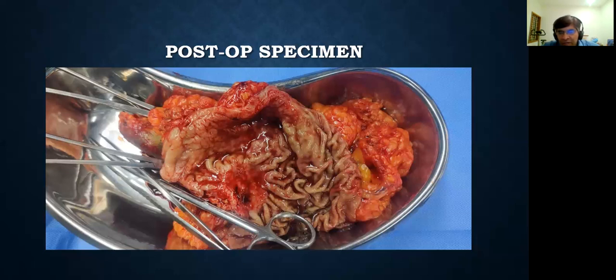Spleen also, I don't think so usually. For example, tumors arising from the lesser curve and pylorus will not be attached to the spleen anyway, so spleen will not be a problem. But transverse colon, if it is involved, then you can actually resect it. Okay. Continue.